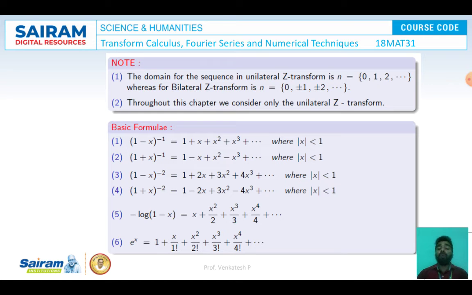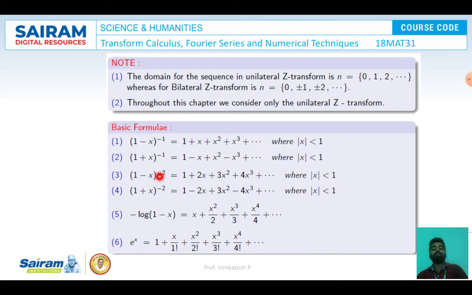Some basic formulas are required to solve the problems in Z transform. The first formula is 1 minus x whole power minus 1, which can be expanded like 1 plus x plus x square plus x cube and so on, where mod x is less than 1. Similarly, 1 plus x whole power minus 1 will be equal to 1 minus x plus x square minus x cube plus so on, where mod x is less than 1.